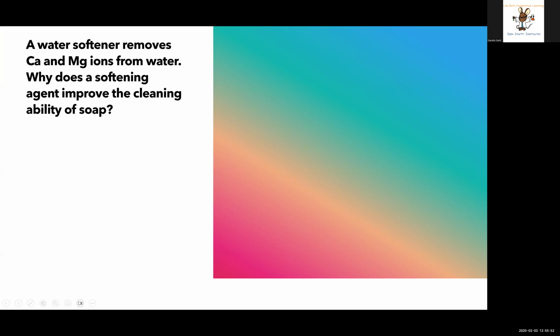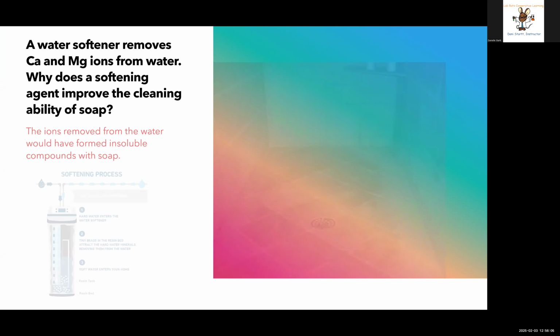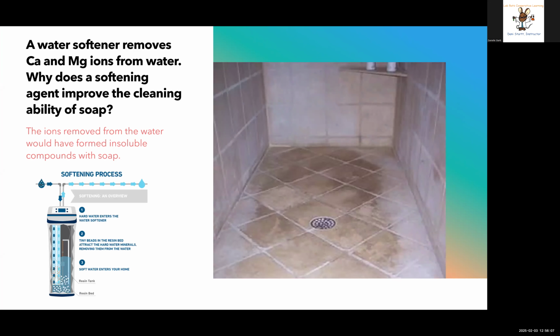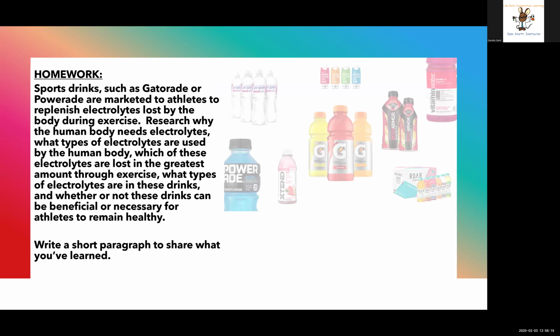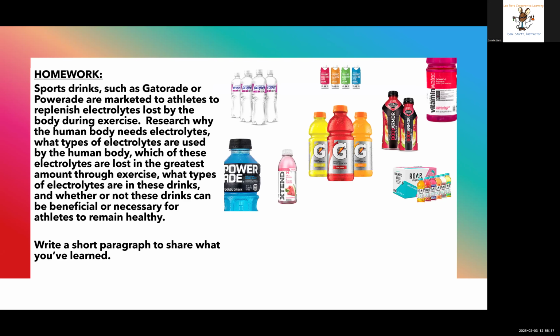All right, so moving on. A water softener removes calcium and magnesium ions from water. Why does a softening agent improve the cleaning ability of soap? The ions removed from the water would have formed insoluble compounds with the soap. This is how you get soap scum. Yuck, right? No fun.